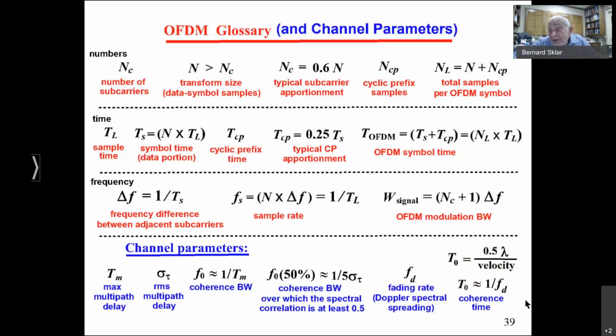They don't compare. You're asking about a fading profile, and how fast is the profile changing? You're not asking about how fast is the signal changing, but how fast is the profile changing? See, if you ask about F sub zero, the coherence bandwidth, and something to do with OFDM, you've got to relate it to the OFDM signaling, not the channel profile, not the channel rate of change.